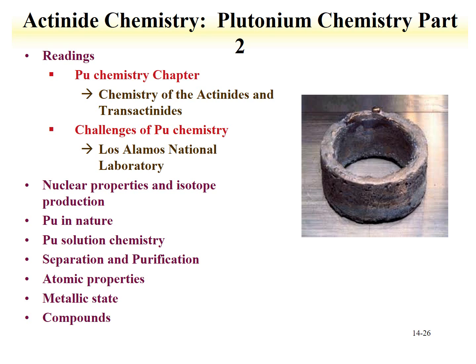This concludes part 2 of the plutonium chemistry lecture for actinide chemistry, where we discussed the metallic state. Please proceed to part 3, where we'll discuss plutonium compounds.